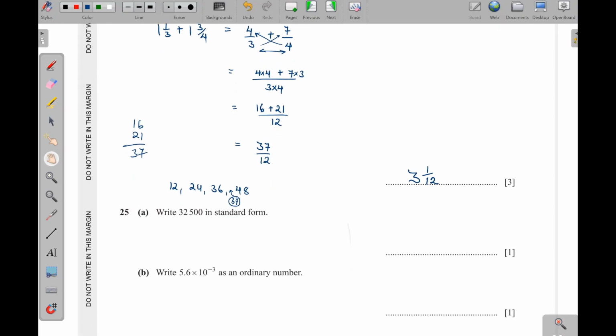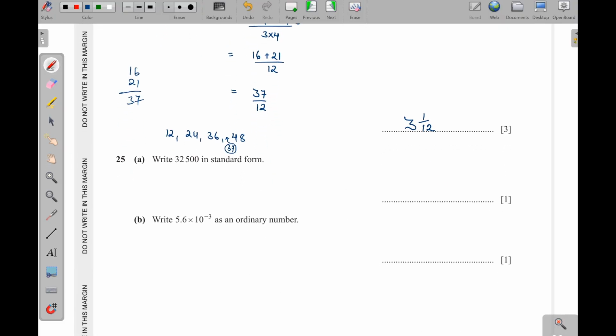Then next, 25, part A, write this one in standard form. So in standard form, we must have A, then times 10 to the power of n, where n can be a positive or negative integer.